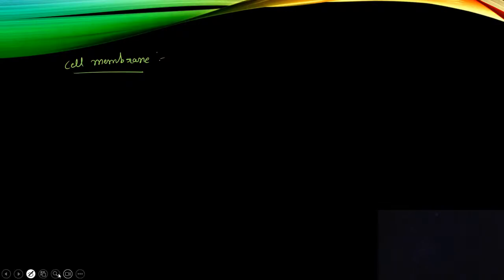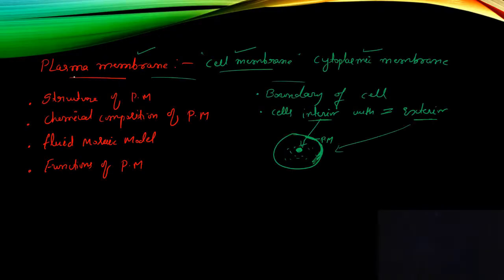In today's class, we're going to discuss the important headings like the structure of the plasma membrane and the chemical composition of the plasma membrane, and the most important, the fluid mosaic model, which was mainly given by the two scientists Singer and Nicolson in 1972. And finally, we're going to discuss the functions of the plasma membrane. Now, firstly, let me draw the diagram of the plasma membrane.